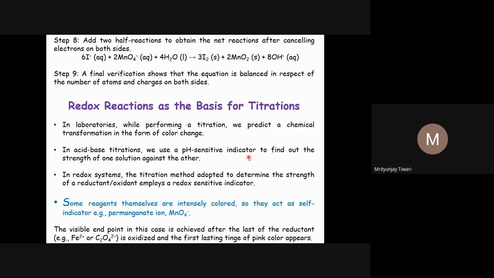We do titration, and the most famous one done in schools is the acid-base titration, which we do to find out the strength of an unknown solution with respect to the strength of a known solution. So suppose an unknown solution of an acid is given, and someone asks me to find out the strength or the concentration of the acid in that solution. So what would I do?